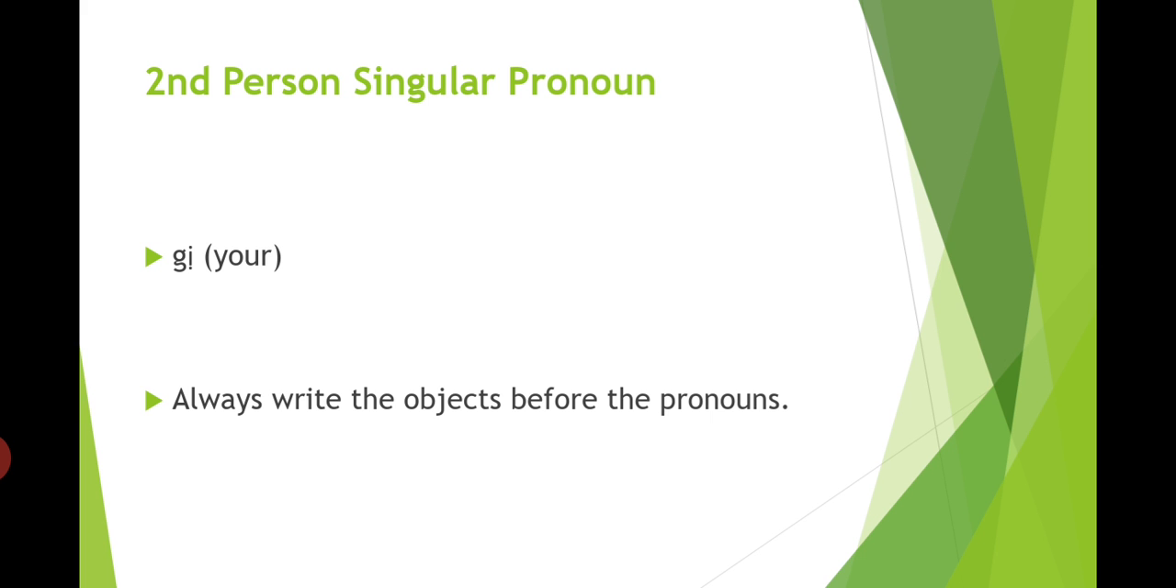it means gị. When we are talking about the singular pronoun, it means gị. Remember to always write the object before the pronoun in Igbo. Very, very important. Whenever you're talking in Igbo, we mention the object before the pronoun.